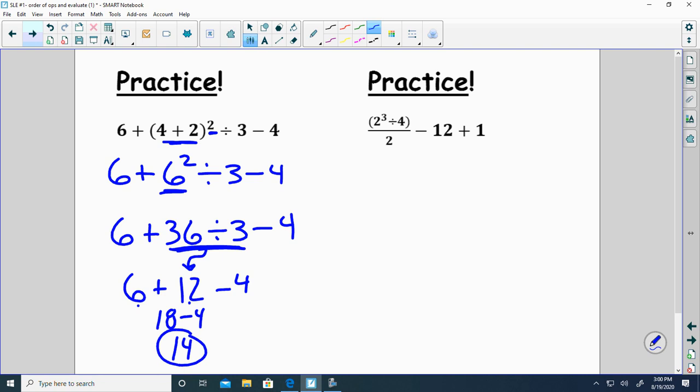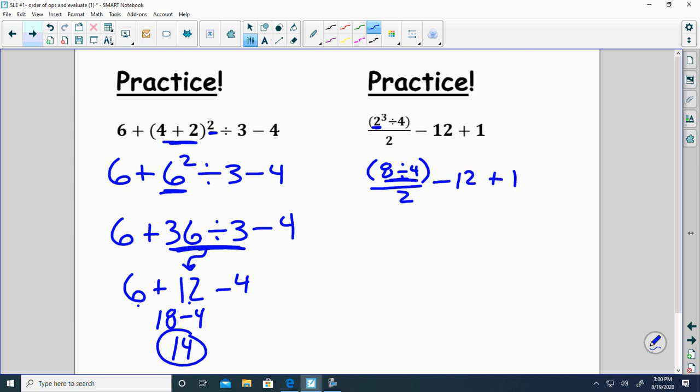Again, we're still practicing. So notice we have parentheses. Inside the parentheses, we have exponents. We also have a division problem. So let's take care of this part first. 2 to the third power is 2 times 2 times 2. 2 times 2 times 2 is 8. So on top, I'm going to get 8 divided by 4 over 2 minus 12 plus 1.